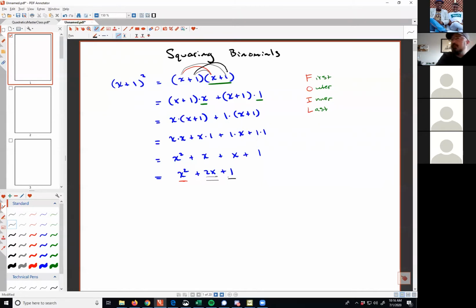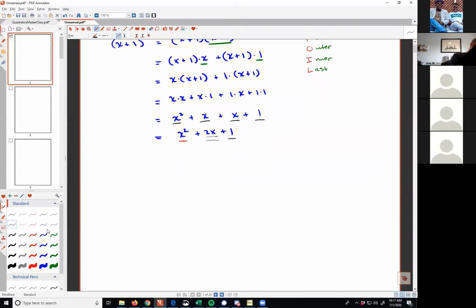First, outer, inner, last. Yeah, there are 4 pairs, right? There are 2 terms in the first binomial and 2 terms in the second binomial. And therefore, we should get 2 times 2, 4 terms. 1, 2, 3, 4 terms. If some of them are like terms, and they are here, then we can combine them to produce the middle term. So very often, if we just have a 1 variable binomial, we wind up with 3 total terms after we combine like terms. The 2 linear terms that have x to the first power usually combine. So let's take a look at a couple more examples of what this looks like.